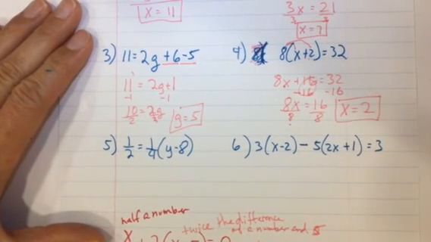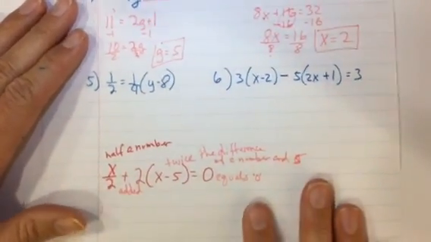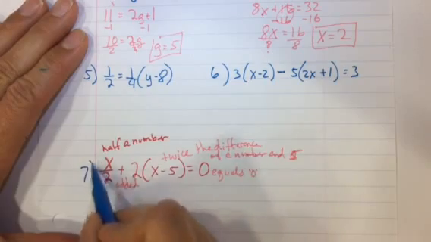Okay, so those I did pretty fast. Those are just like what we did in class. And then we get into some slightly harder stuff. So number 5, it's number 7 down here.